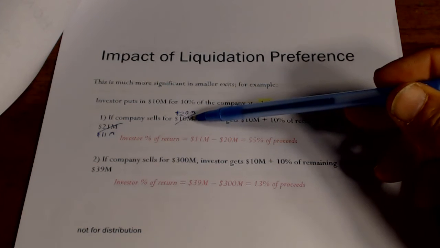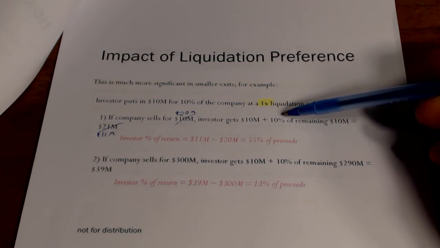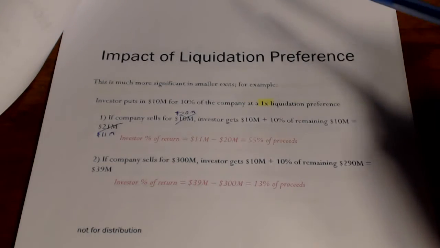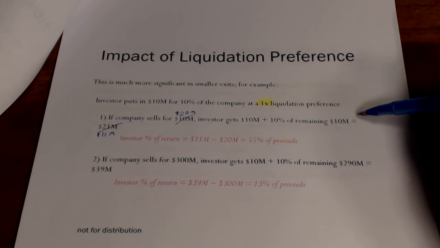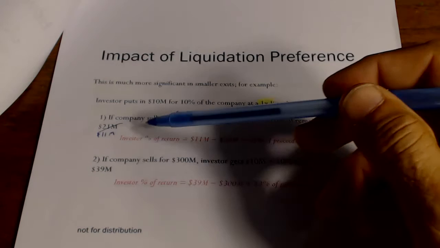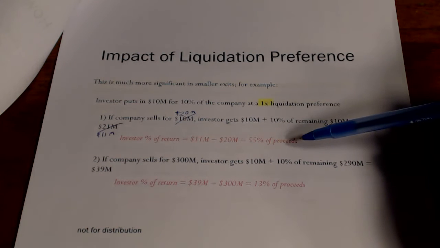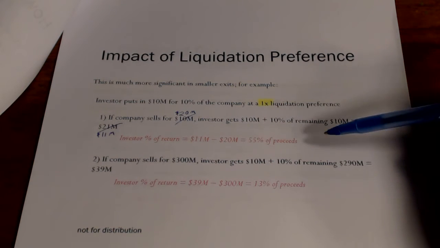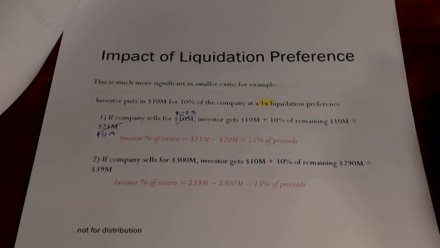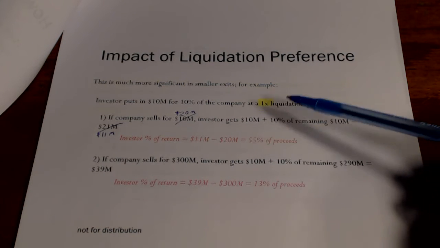So 10% of the remaining 10 million. Remember, $20 million minus 10 leaves 10 million remaining. He owns 10% of what's remaining. So he gets another $1 million. So 10 million plus 1 million is 11 million. Okay, so this should be 11 million. He has it as 21 million. So the investor gets 11 million out of the $20 million. So he gets 55% of the proceeds. This is of the proceeds. That's not his return. That's just what percent of the proceeds from the sale or bankruptcy. So in a small liquidation like that, it really affects it, because this guy ended up getting 55%.